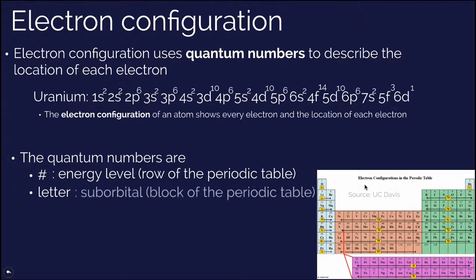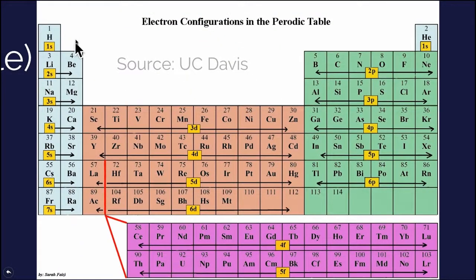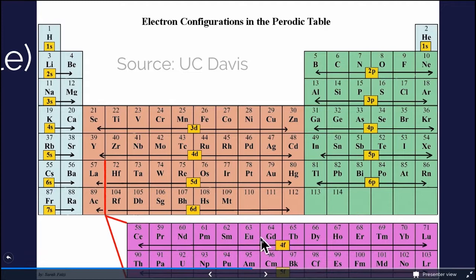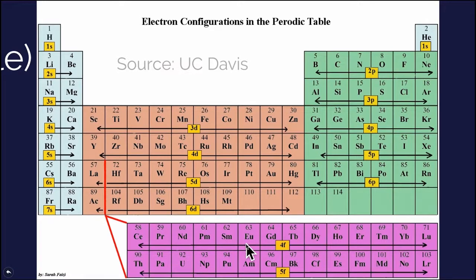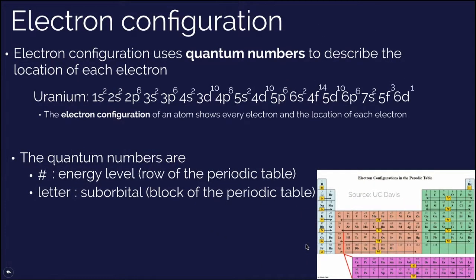Next up, we have the letter, and this tells us the suborbital or the block of the periodic table. So as you saw over here, on the left, we have the S block in blue. On the right side, we'll have the P block. In the center here, we have the D block, and in the pink, this is the pullout section of the periodic table, which goes right between 57 and 72, 89, and 104. Is where we have the rest of those elements. Those are the F block elements.